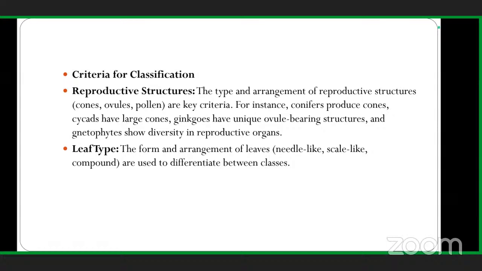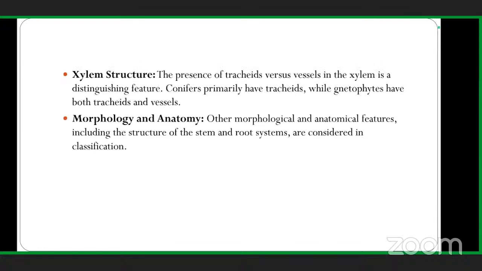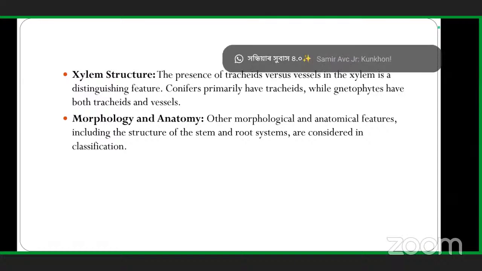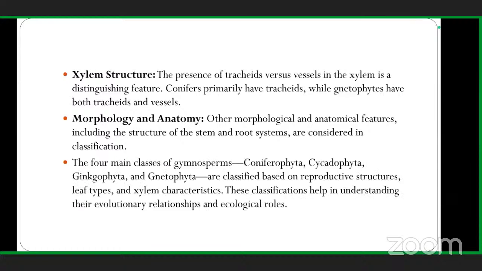Next criteria is the leaf type, the form and arrangement of leaves, like needle-like, scale-like, compound. Next is xylem structure. The presence of tracheids versus vessels in the xylem is a distinguishing feature. Conifers primarily have tracheids, while gnetophytes have both tracheids and vessels. Next is the morphology and the anatomy. Other morphological and anatomical features, including the structure of the stem and root systems, are considered in the classification. So these are the basis of the classification. The four groups are Coniferophyta, Cycadophyta, Ginkgophyta, and Gnetophyta.